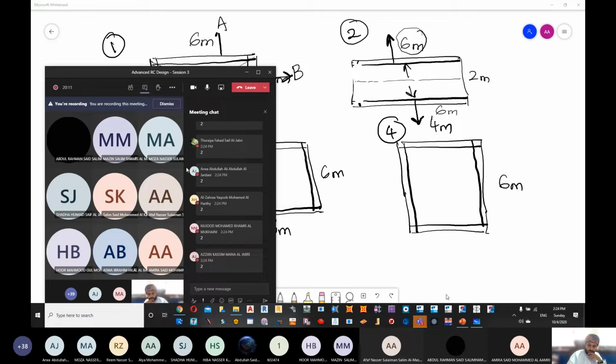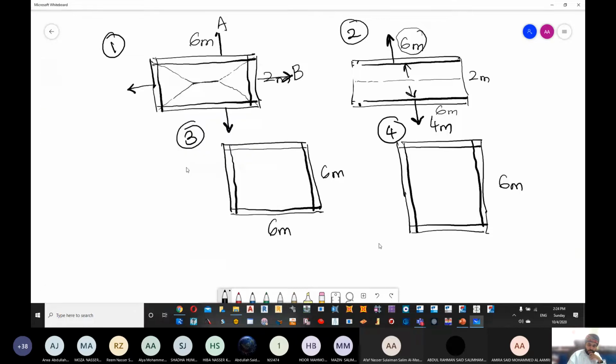Now for case number 3, how many beams are there? 4 beams. So one person is pulling from here, another one from here, another one from here, and a fourth one from here. It means that there are 4 areas. They are pulling with the same length, so everyone is going to have exactly the same. The failure point is going to be some point in the middle and then connected to the corners.